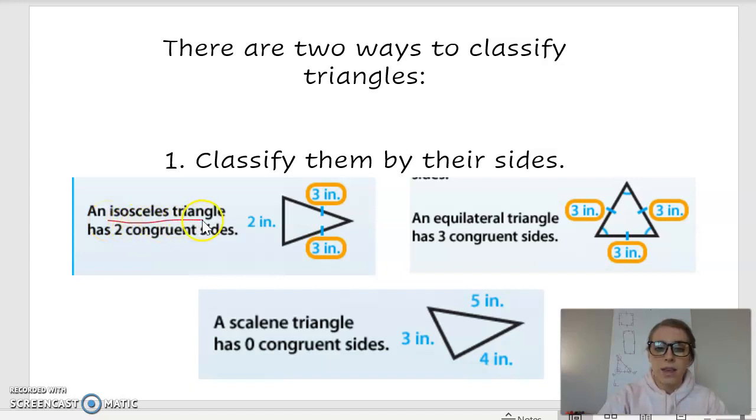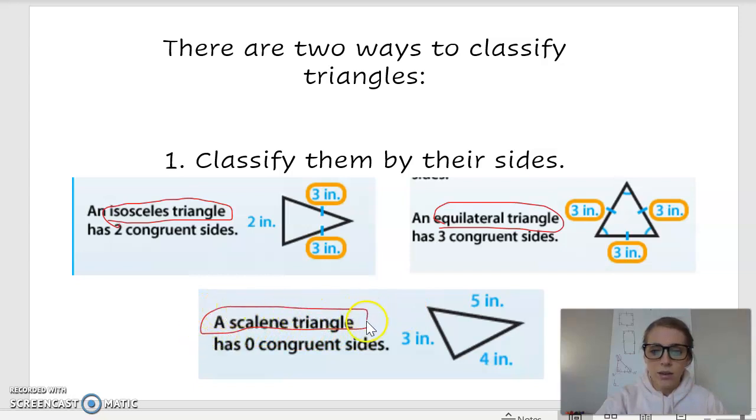So we have the isosceles triangle. The isosceles triangle means that there are two sides that are exactly the same, okay? The next one is an equilateral triangle. That means that there are three sides of the triangle that are the same, so all sides are congruent. And the last triangle is the scalene triangle. This means that all of the sides of the triangle are different, okay? So there are three different ways to classify triangles by their sides.